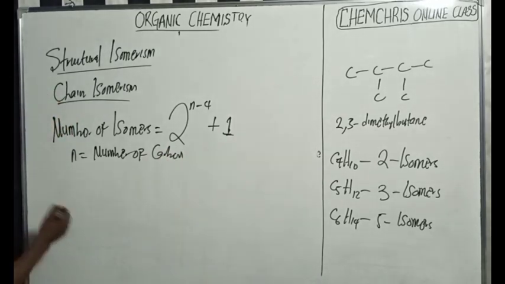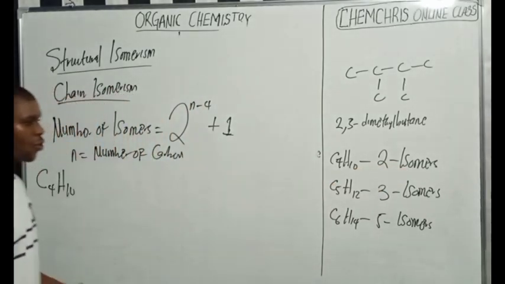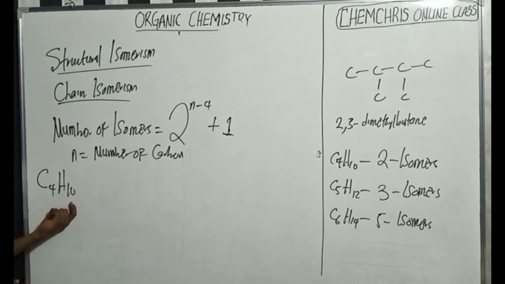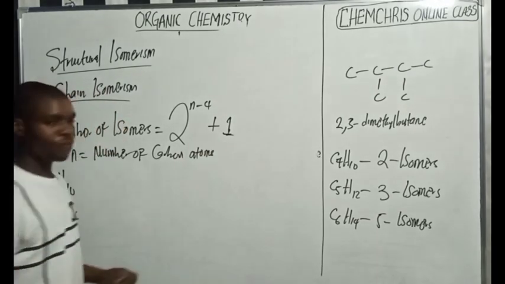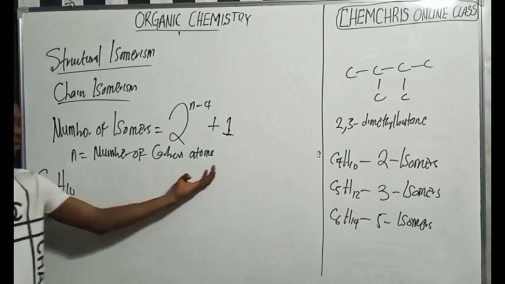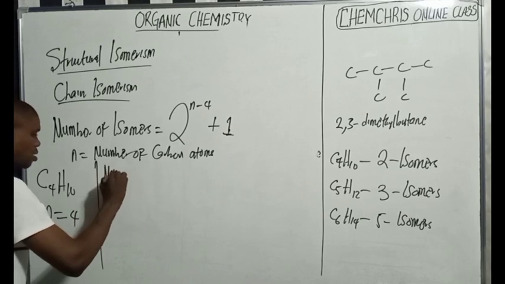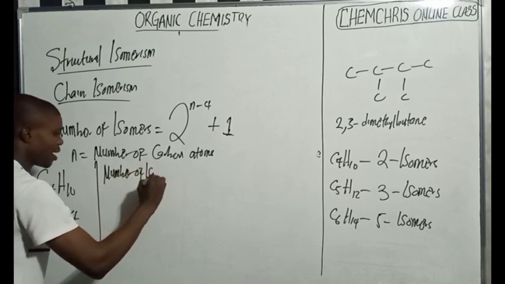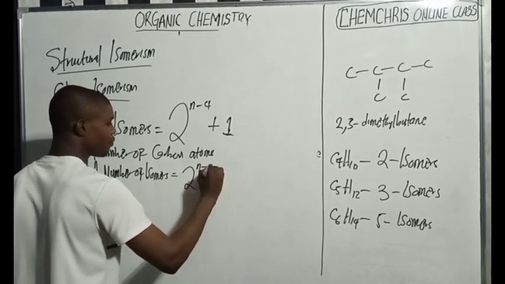So now let's start with C4H10. Let's see if it corresponds with the two isomers we got. For C4H10, my n is equal to 4, because n means the number of carbon atoms. So now if my n is 4, what would be the number of isomers? The number of isomers is equal to 2^(n-4).